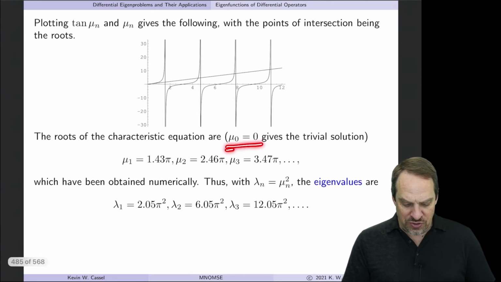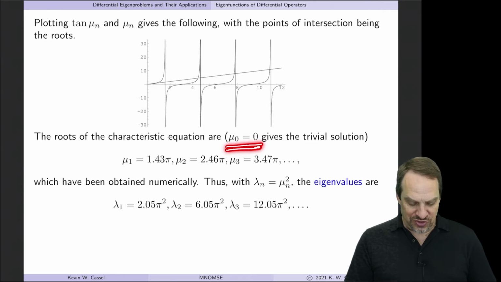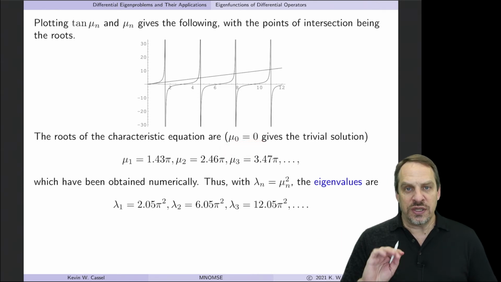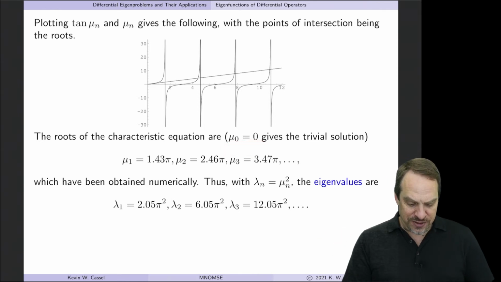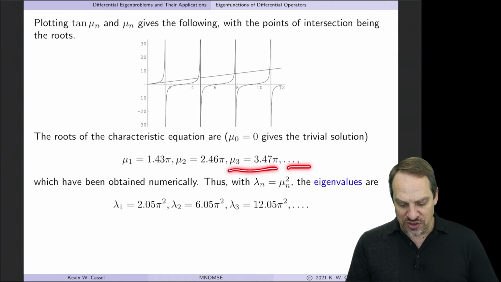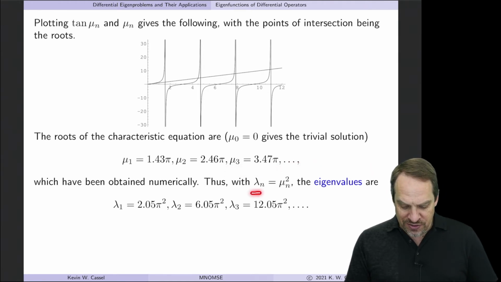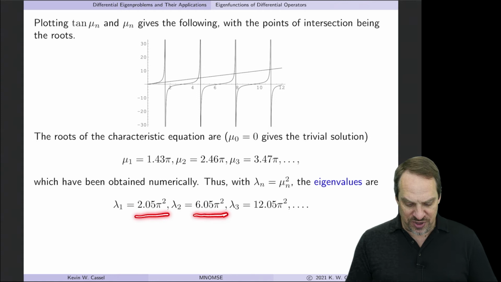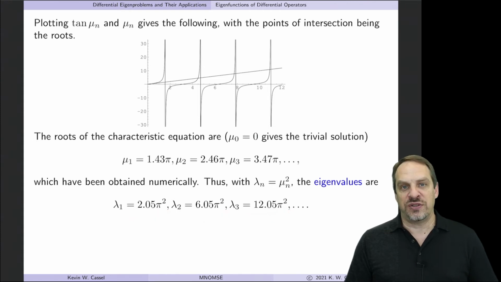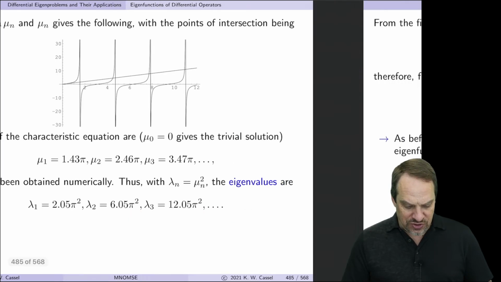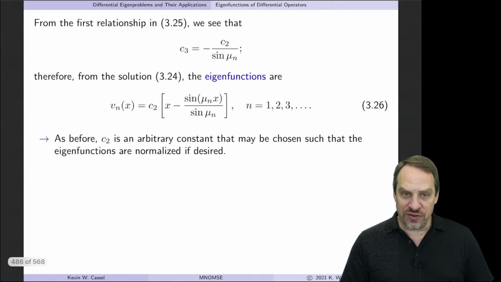For mu 0 is 0, that of course gives back the trivial solution, which we've already determined is not important, so we exclude that. And then mu 1 is 1.43 pi, mu 2 is 2.46 pi, and so on. And there's an infinity of these values. So then our eigenvalues, which are the squares of the mu's, are 2.05 pi squared, 6.05 pi squared, 12.05 pi squared, and so on. All right, so let's pull together then the eigenfunctions.